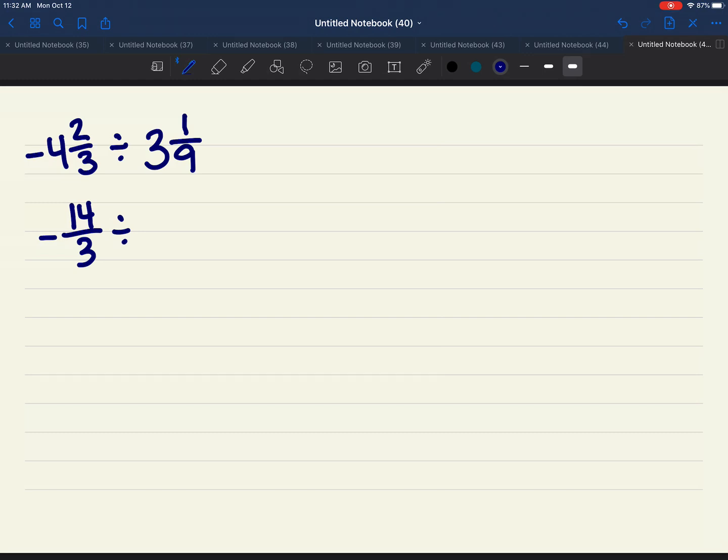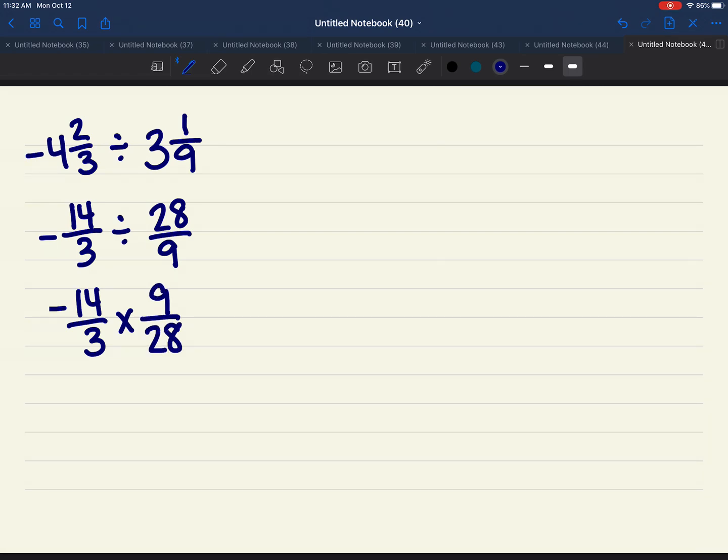Good. And then 3 times 9 is 27, plus 1 is 28. 28/9. Okay. So now I have two fractions because I can't keep, change, flip with whole numbers or mixed numbers, right? Okay, all right, go for it. So you keep negative 14/3. You change it to multiplication, and you flip it to make it 9/28.